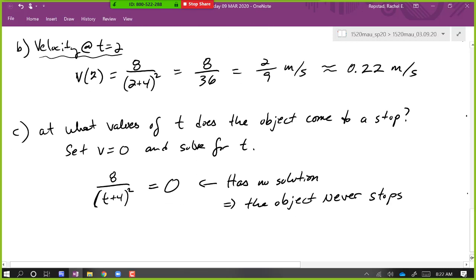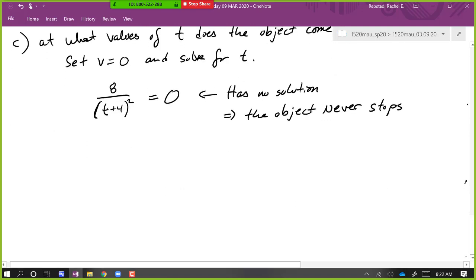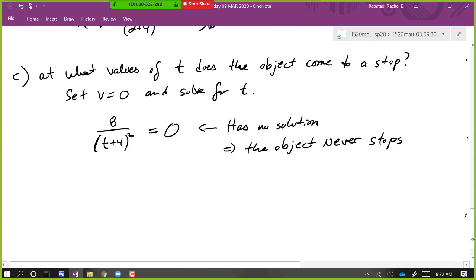If you want to see it algebraically and not just with the explanation or thinking about when a fraction can be 0, you could multiply both sides by the denominator, right? Clear fractions. And if you do that, on the left side that cancels, so we just get 8. And on the right side, 0 times t plus 4 squared is still 0, and clearly that never happens.